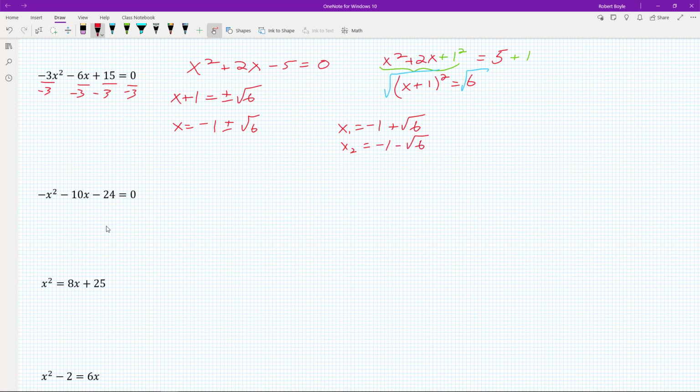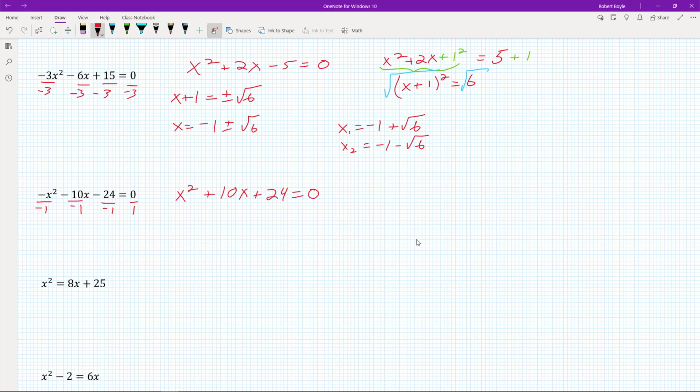Okay, as far as step 2 is concerned, we're going to do the exact same thing. We want the leading coefficient to be 1, so we're going to divide everything by the leading coefficient here, which is negative 1. The negative sign in front of the x implies a leading coefficient of negative 1. So we're going to divide every single term by negative 1, which is the same as changing the sign on every single term. And if I do, I will have x squared plus 10x plus 24 is equal to 0.